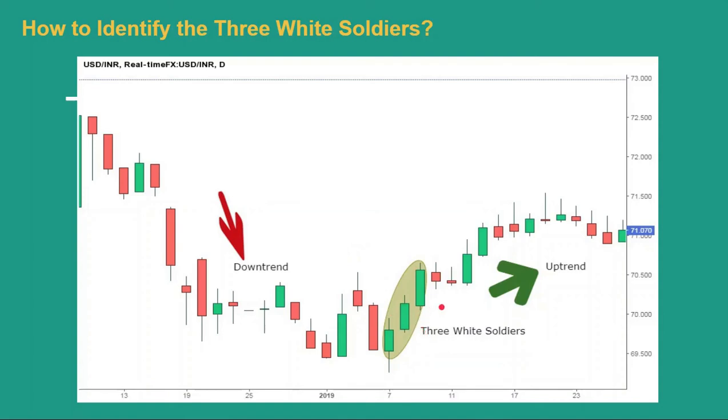You have to manage your risk, and also it would be wise to wait for a possible pullback, and then you can enter on a pullback. This way you can tighten your stop loss, and you can enter at a better price.